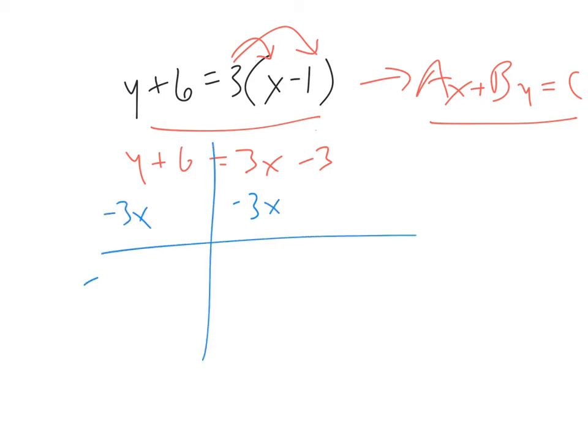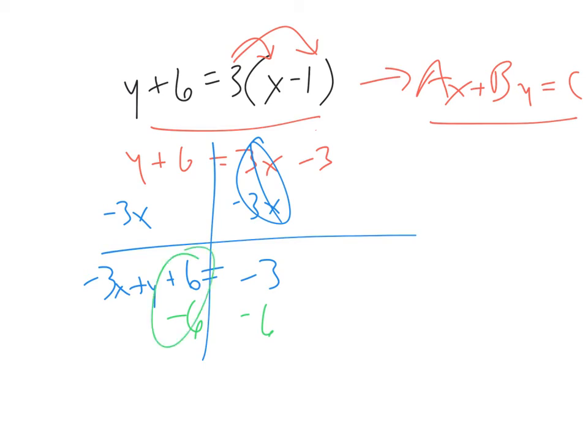And as we do that, we'll have negative 3x plus y plus 6 equals just negative 3. Now we want to get the constant on the other side, so let's subtract 6 from both sides, right? We only want a constant to be on the right side, so we have to get rid of this plus 6. So we'll have negative 3x plus y equals negative 9.